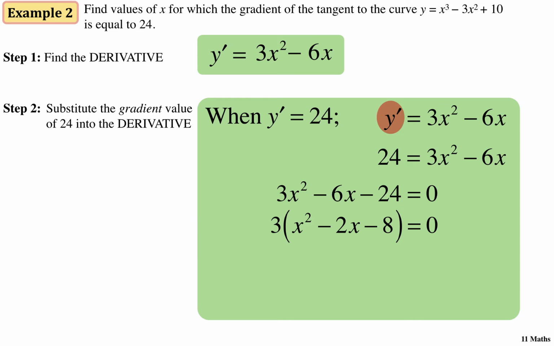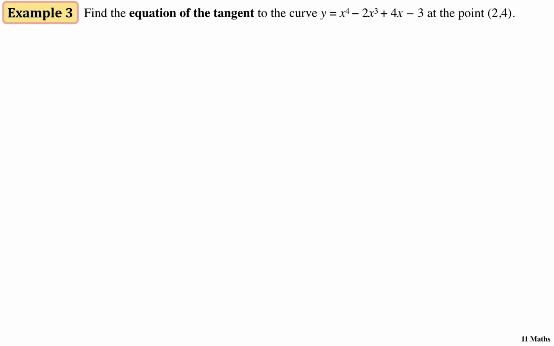Common factor of 3. We can factorize our quadratic inside the brackets, and we get answers of x equals 4 and negative 2. So that means there are actually 2 points on the curve y equals x cubed minus 3x squared plus 10 where the gradient is 24. One of those points has an x value of 4, and the other one has an x value of -2. Let's go to our third example.